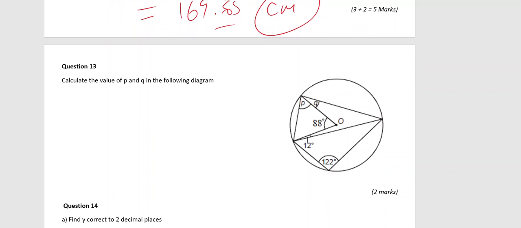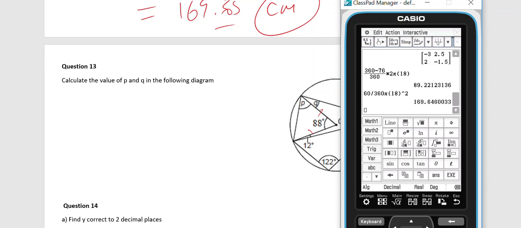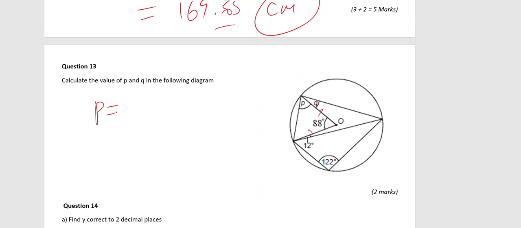Consider the following diagram. Find the values of P and Q. Okay. So for this one, P is simple because this is an isosceles triangle. So go 180 minus 88, and the two other angles are the same, so you divide by 2. That's 46 degrees. So P equals 46 degrees.